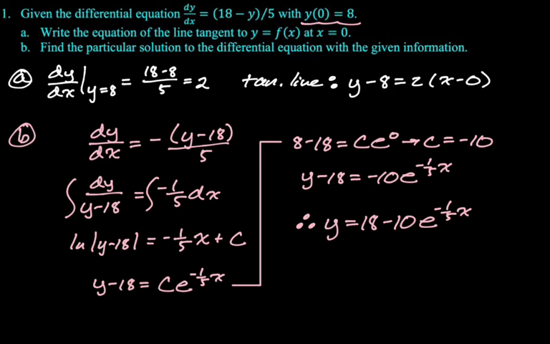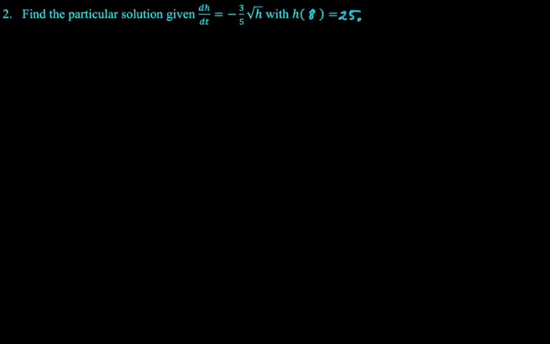All right, I think the rest of these are also solving differential equations. Good practice. You really need to know how to do it. Separable is by far the most common that you will see. So find the particular solution just means solve. Given dh/dt, so h is the dependent variable and t is the independent variable, equals negative 3/5 square root of h. And you can see I kind of by hand changed this. It should be the same on the PDF. h of 8 is equal to 25.